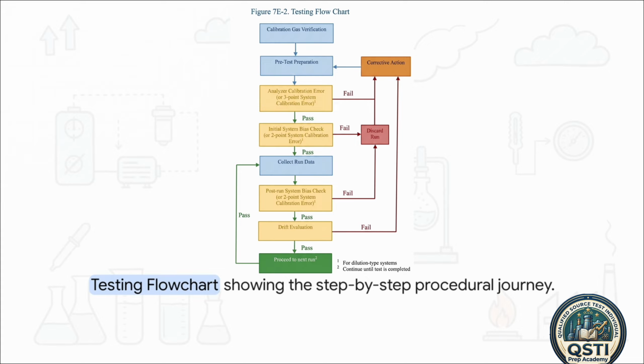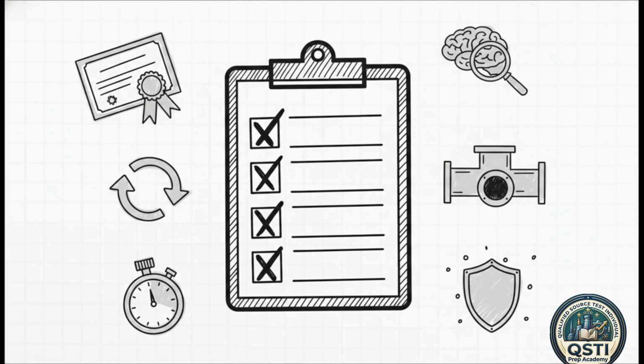Okay, back to the roadmap. Method 7E does not forgive mistakes. If you fail a check, you do not proceed. You stop, you fix it, and you start the sequence completely over. You literally have to pass every single one of these checks before you can even think about starting.